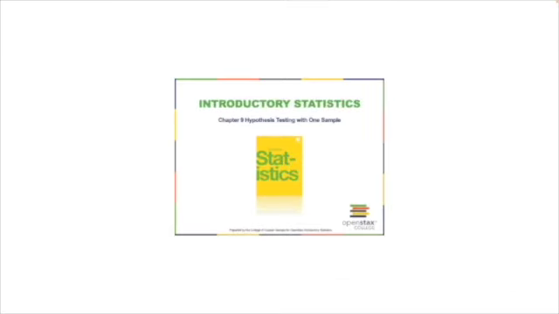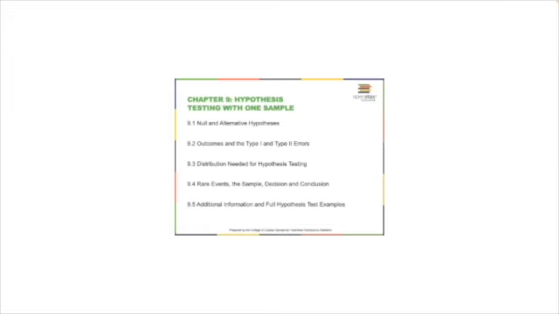This is about hypothesis testing with one sample. So throughout Chapter 9, we're going to learn about how to set up your null and alternative hypotheses, how to interpret the outcomes and potential errors, distribution needs, and then in 9.5, we will actually get to running the full hypothesis test.